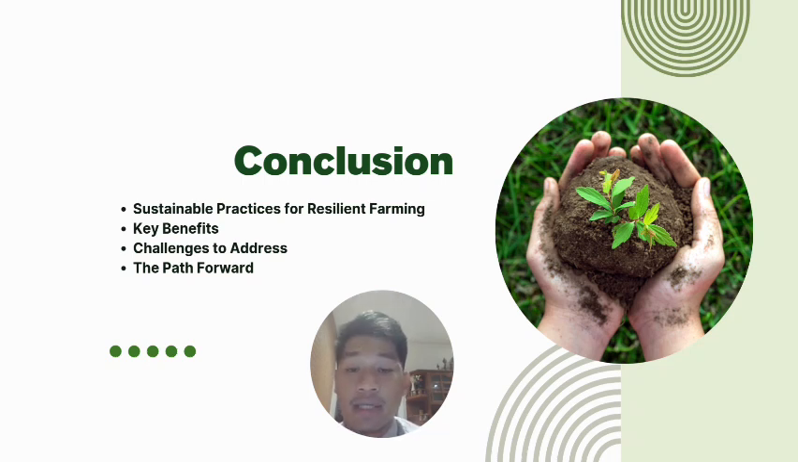Effective implementation requires proper planning, investment, and management to overcome barriers such as weed control, timing, and initial costs. Last but not least is the path forward. By integrating these strategies and adapting them to local conditions, farmers can ensure sustainable food production while protecting natural resources for future generations.